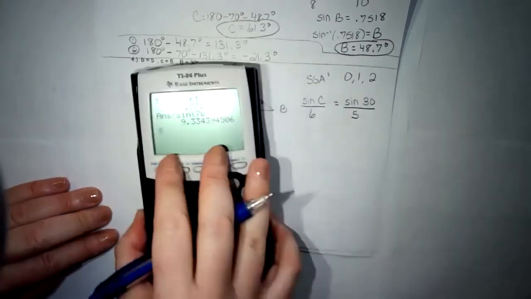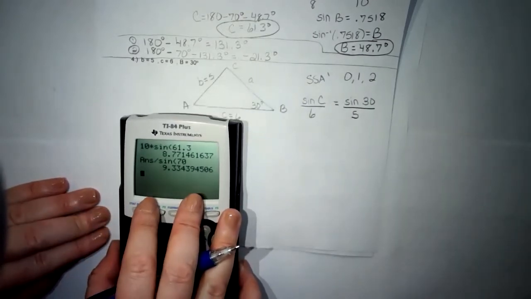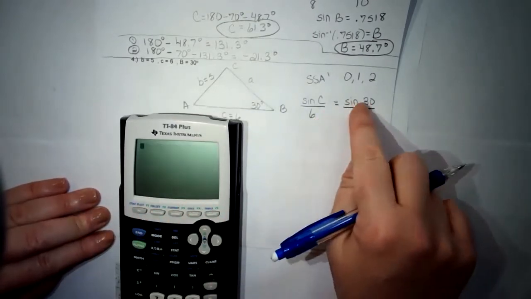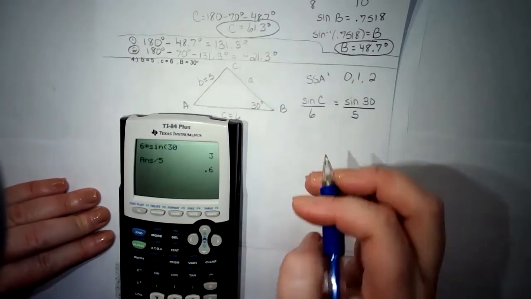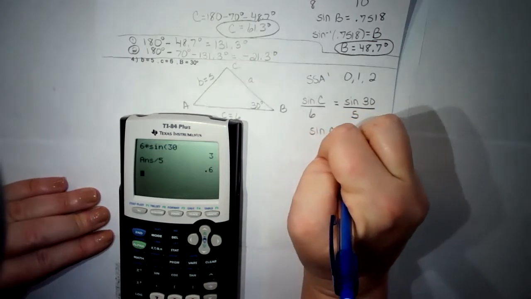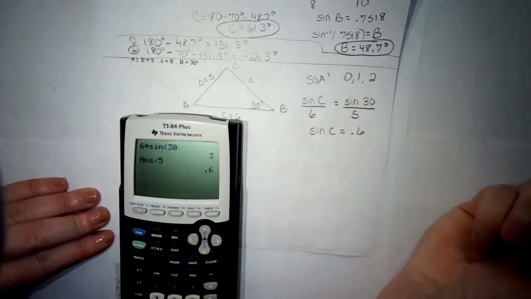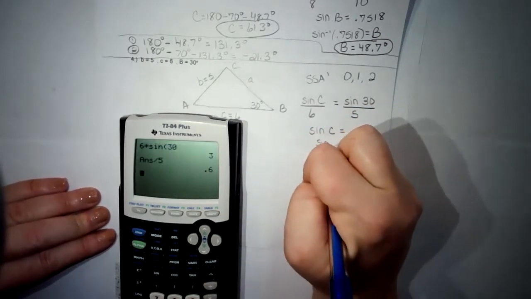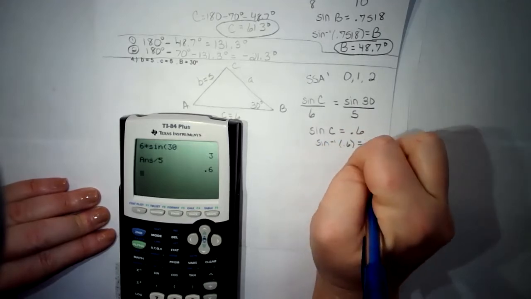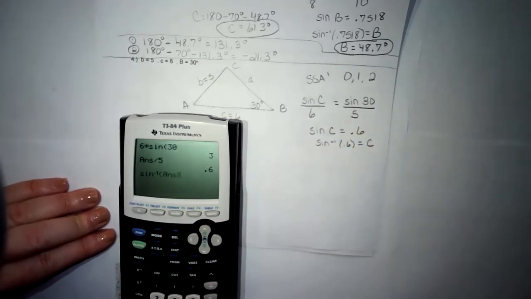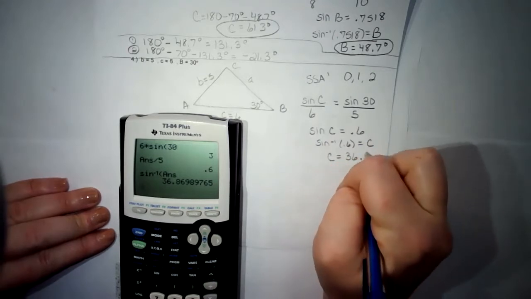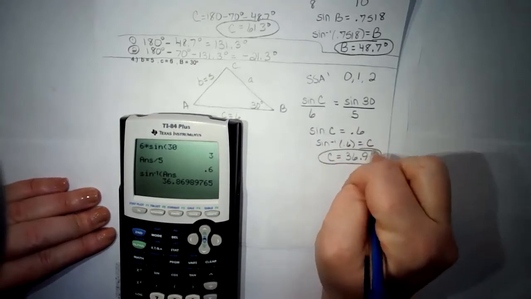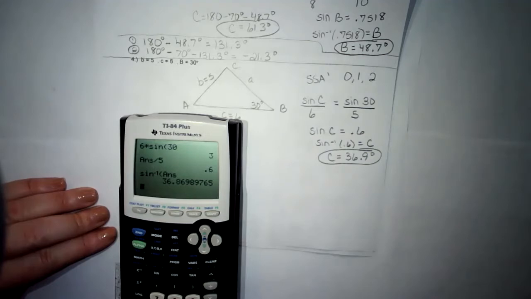Okay, my calculator work is going to look like this. I'm going to have 6 times the sine of 30 divided by 5. I got 0.6. Okay, that's not our answer. That's sine C. So to get C, we have to take the inverse. And I get an angle C of 36.9 degrees. All right, for an ASS triangle, that tells me something.